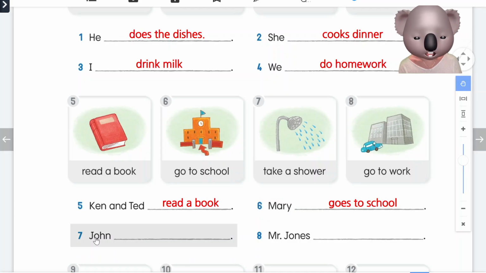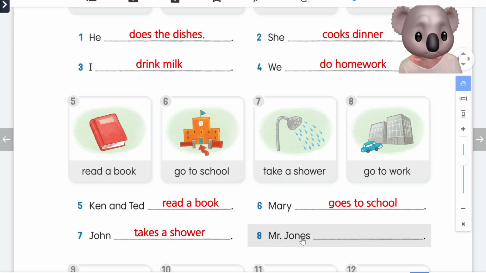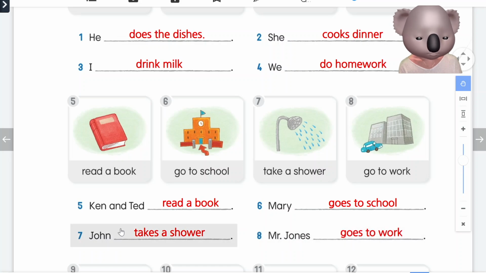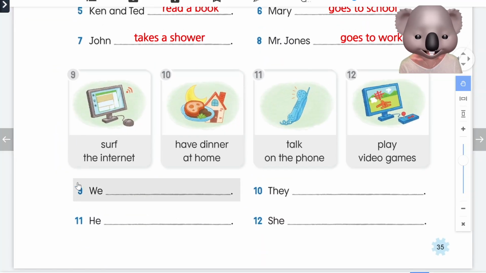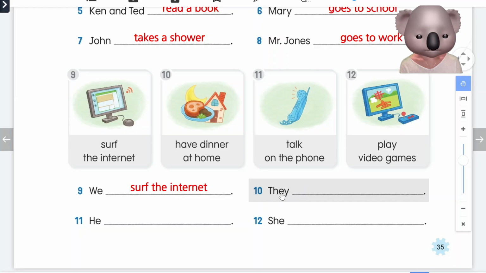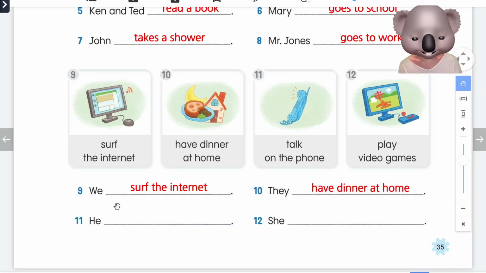Number 7, John. He take 여기 s 붙여서 takes a shower. Mr. Jones도 he죠. Mr. Jones go가 아니라 goes to work. Fantastic. In number 8, in number 9, we, 그럼 안 바꿔도 되는 거네. We surf the internet. Number 10, they는 he, she, it인가? No. They have dinner at home. Number 11, he talks on the phone.